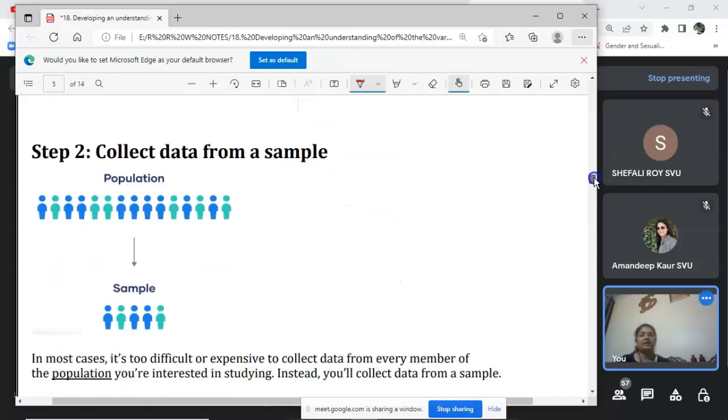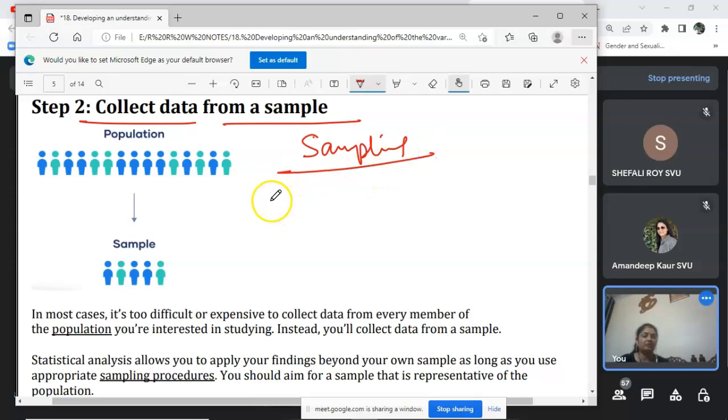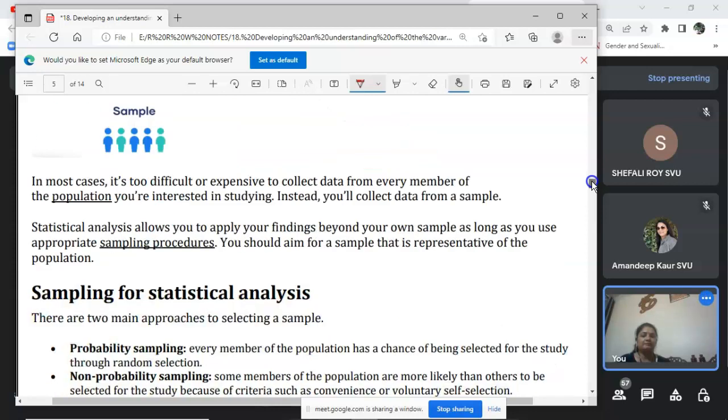Now, second is collection of data. In collection of data, I have told you two types of sampling. What are those? In the last class we have done it. Can anyone tell? Anyone remember? Probability and non-probability are the sampling types which we have to use here.